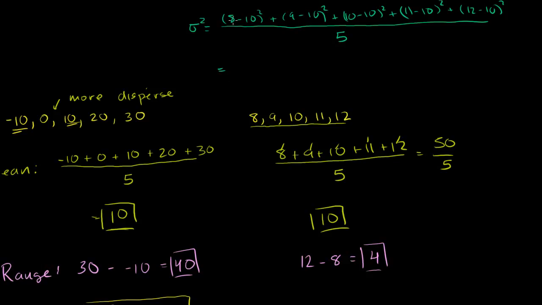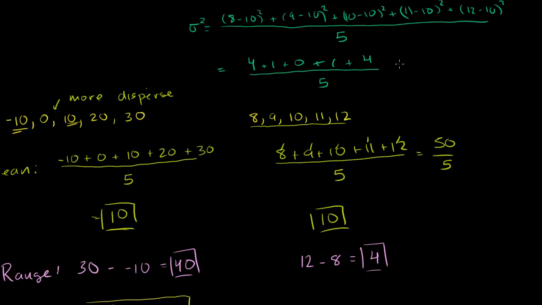So this is going to be equal to 8 minus 10 is negative 2 squared is positive 4. 9 minus 10 is negative 1 squared is positive 1. 10 minus 10 is 0 squared, you still get 0. 11 minus 10 is 1 squared, you get 1. 12 minus 10 is 2 squared, you get 4. And what is this equal to? All of that over 5.